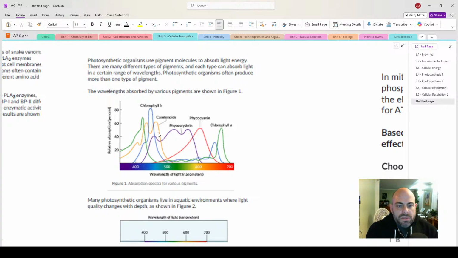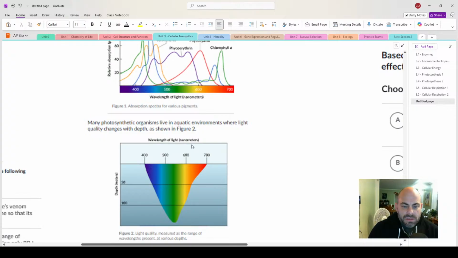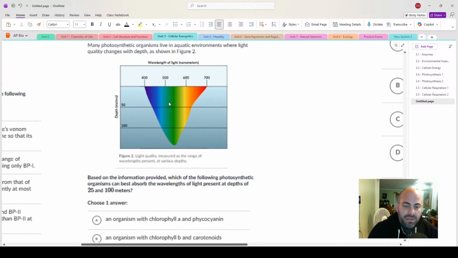Photosynthetic organisms use pigment molecules to absorb light energy. There are many types of pigments. Each type can absorb light in a certain range of wavelengths. Photosynthetic organisms often produce more than one pigment. Many photosynthetic organisms live in aquatic environments where light quality changes with depth. Wow, I've never seen this graph before.